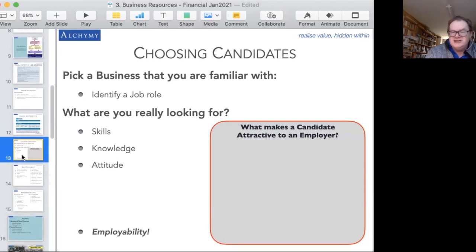Job role, what skills would somebody need to have? What knowledge would they have? What attitude would be useful for them to have? Okay, so put yourself in the position of being an employer. What do you think somebody in this organization needs when they're hiring somebody? So pick any business you're familiar with. It could be the store down the street, okay? Identify a job role in that store and tell me what are the skills, knowledge, and attitudes that that business might be looking for, okay?